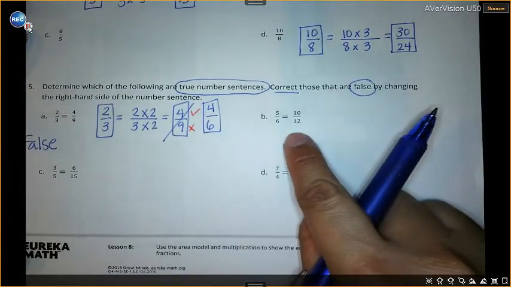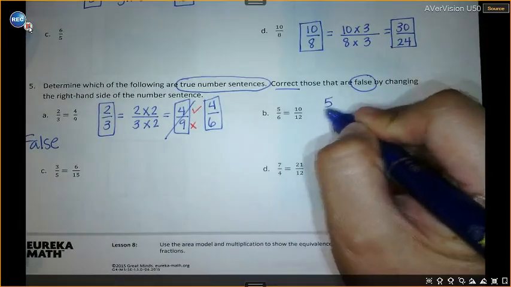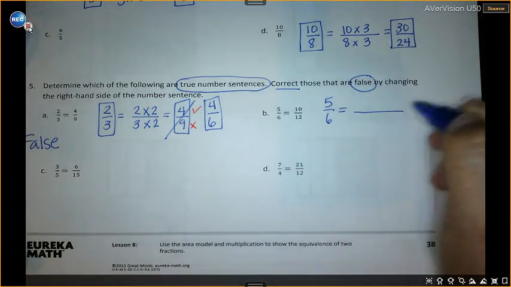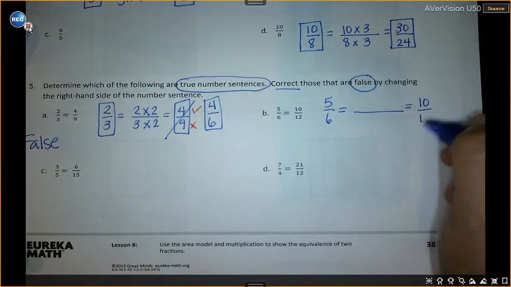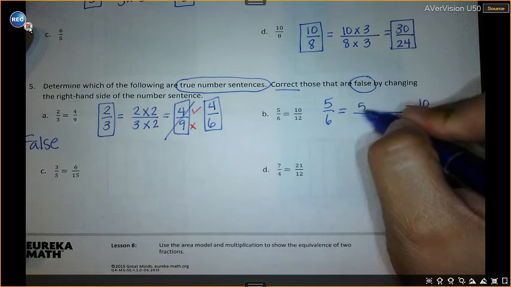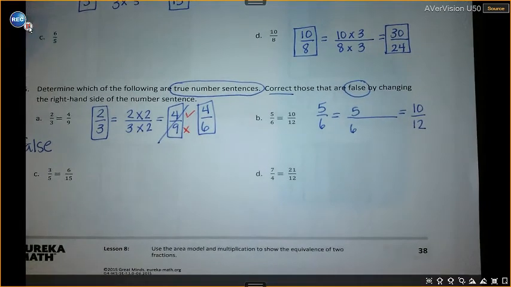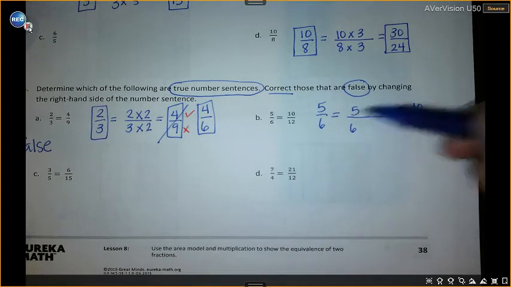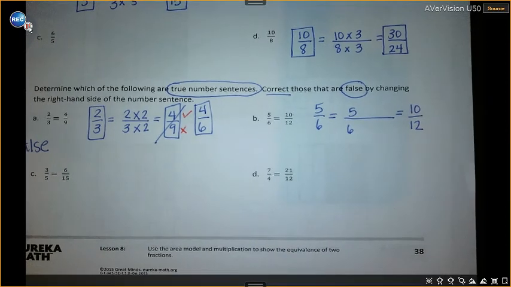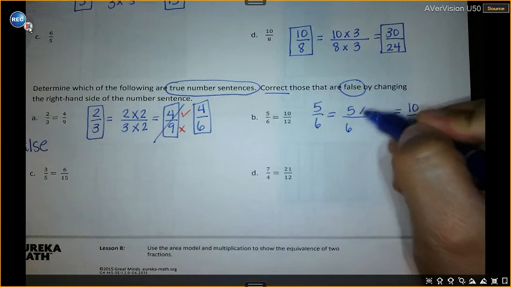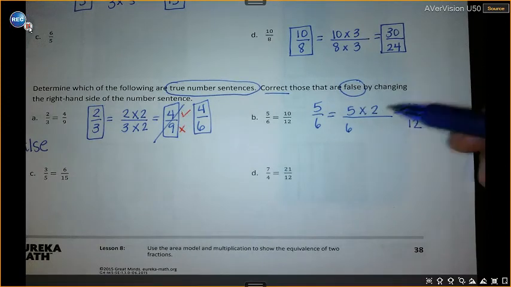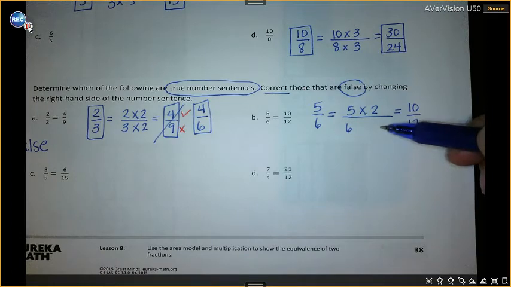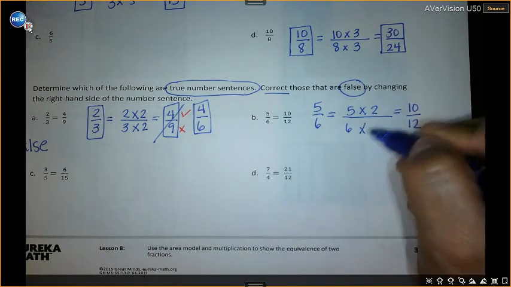Let's try B. So we have 5/6, and we're going to verify if it's equivalent to 10/12. What do you think I need to do first? Yes, how do we get from 5 to 10 using multiplication? Times 2, that is correct. So if I multiply the numerator by 2, what do you think I need to do to the denominator? Exactly, multiply it by 2 as well.